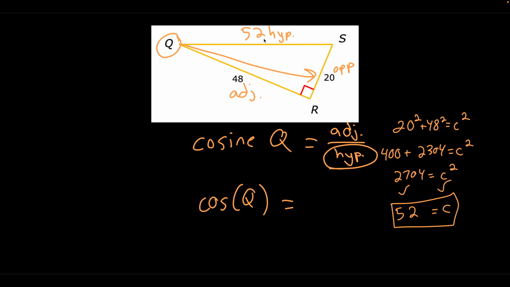So now we do the adjacent over the hypotenuse for the cosine, and the adjacent side here would be 48 over the 52. This can be reduced to 12 over 13. Final answer.